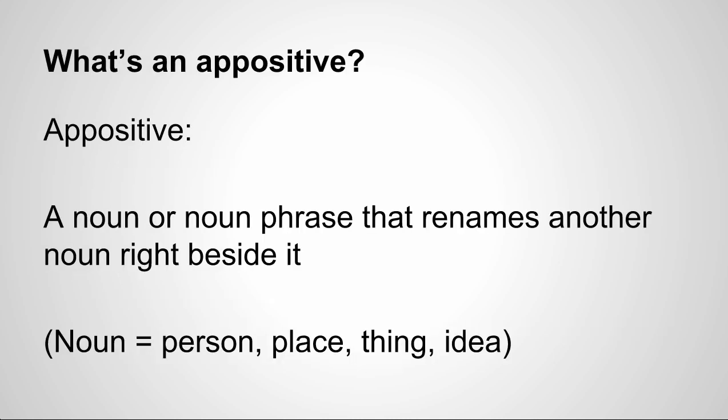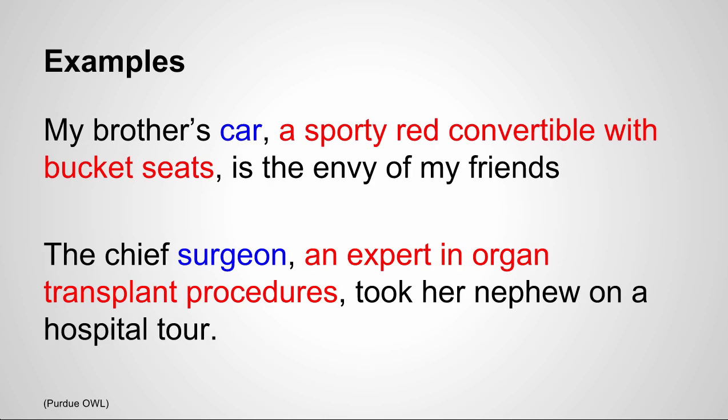So what is an appositive? An appositive is simply a noun or noun phrase that renames another noun right beside it. So you see the word noun a lot. As a reminder, a noun is a person, place, thing, or idea. Things like car, you, desk, it. Those are all nouns or pronouns. Okay? So here are some examples.